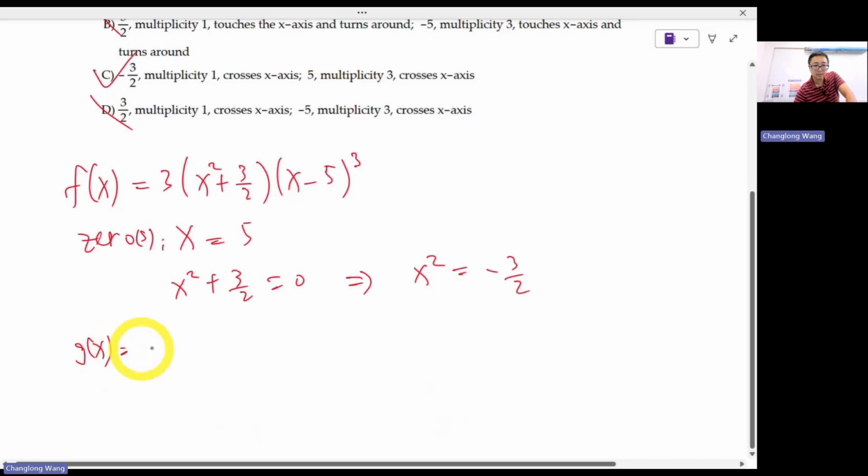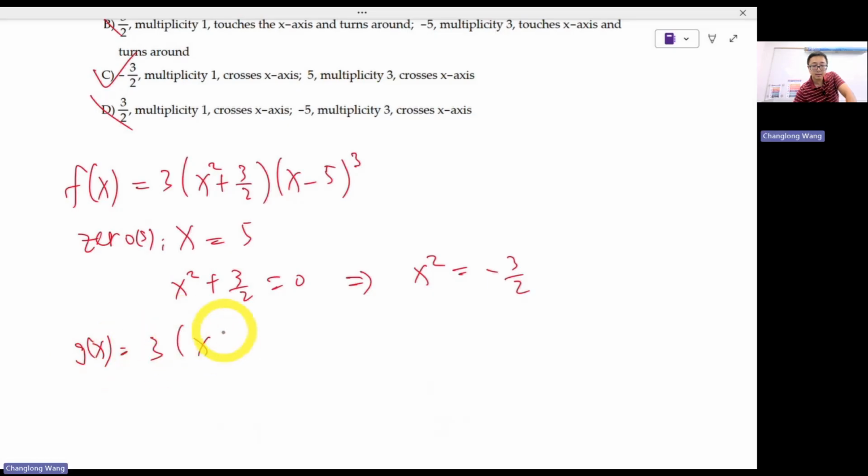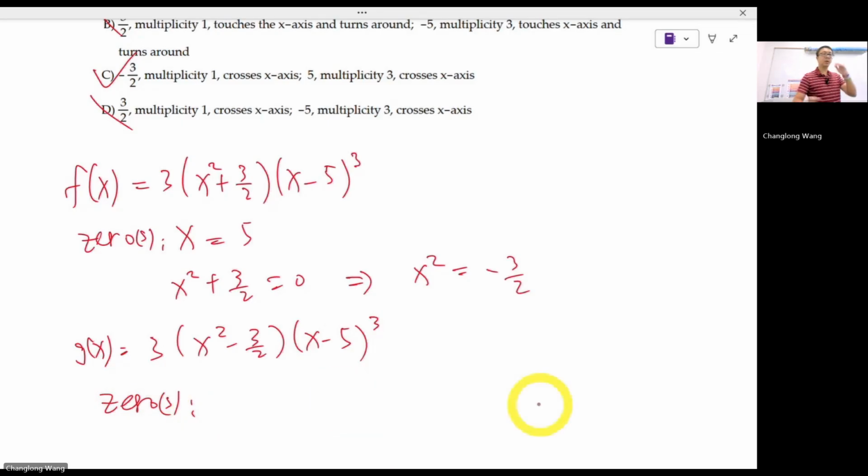Let's say g of x equals 3 times (x squared minus 3/2) times (x minus 5) cubed. Now what about the zeros? What are they? I'll write down at least one of them: x is 5. Are there any more zeros? There are more than that, right?